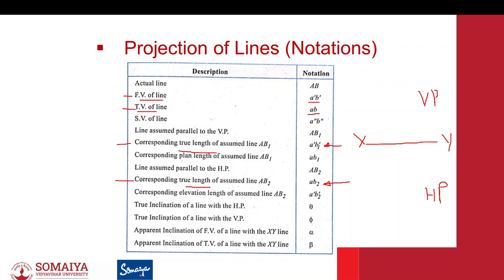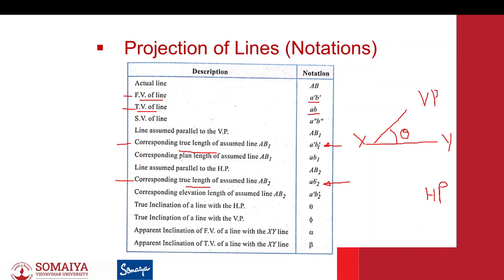Then we also need to know what is the inclination made by the line with respect to HP. Where is our HP? This is our HP, that is below XY. So if the line is inclined to the HP like this, the inclination is denoted by theta.